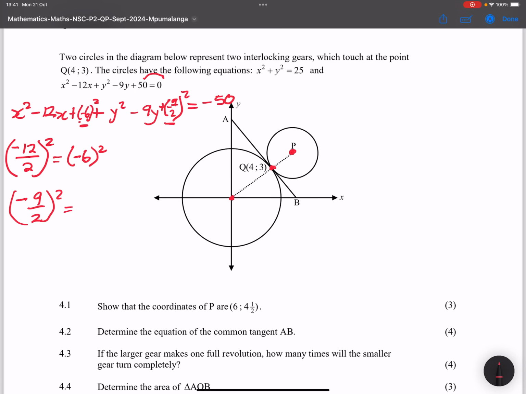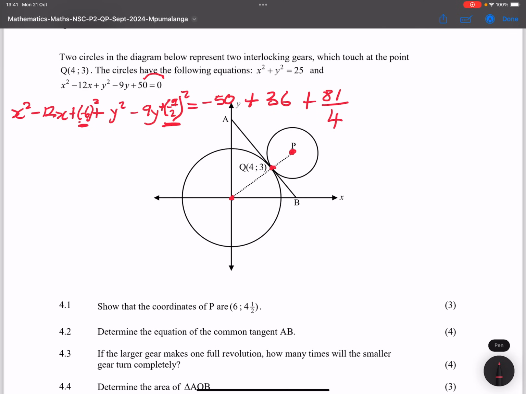So I've added negative 6 squared, but remember, negative 6 squared is 36. So I'm just going to write it in full there as 36. And I've added the negative 9 over 2 all squared, which means it now becomes a positive. So I'm adding the same thing on the right-hand side. So 9 over 2 squared gives me 81 over 4. Right. Now, then I'm going to factorize.